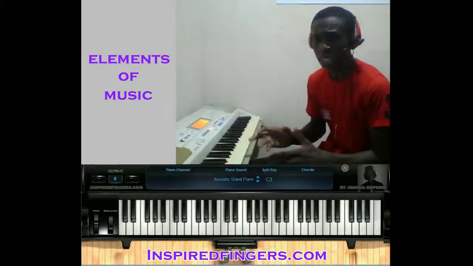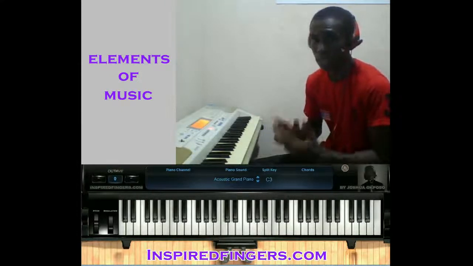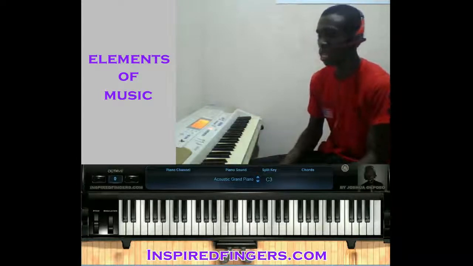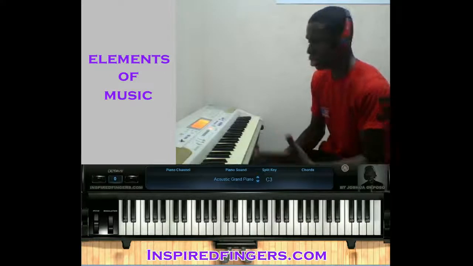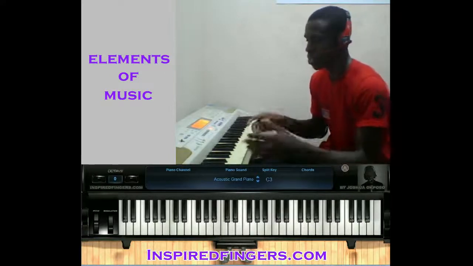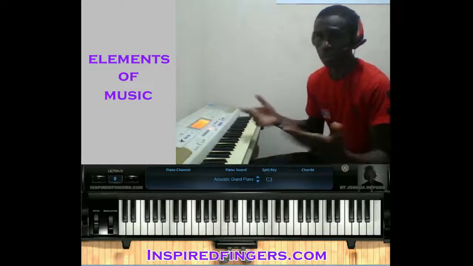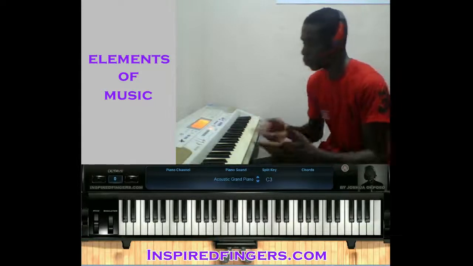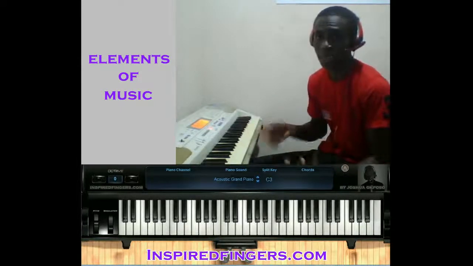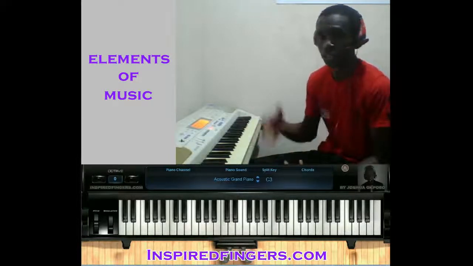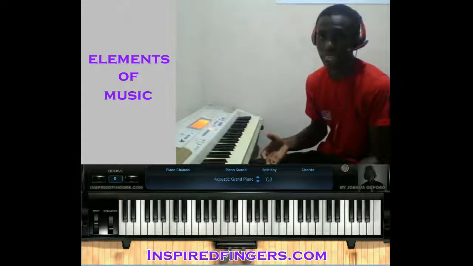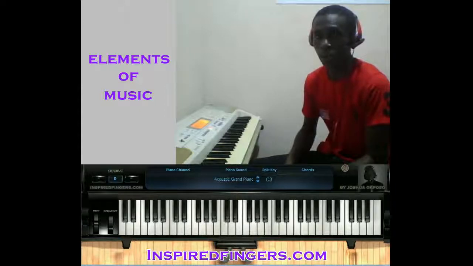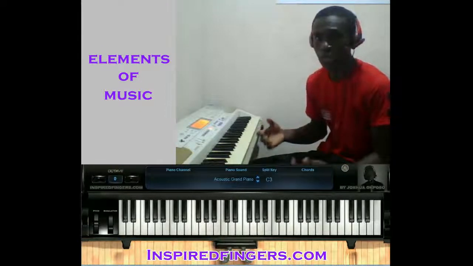The melody is the recognizable tune of a song, and in church, most times when you play the hymns, although I'm not good in hymns, the pianist or the organist plays the recognizable tune of that hymn. So even though somebody is just entering the church right now, the person will understand what hymn is being played, and we sing along. That's what the melody does for us.